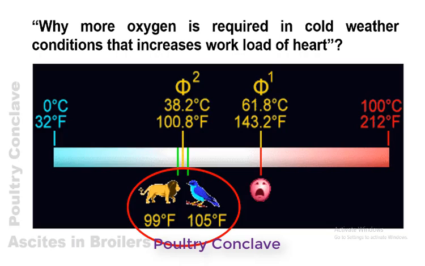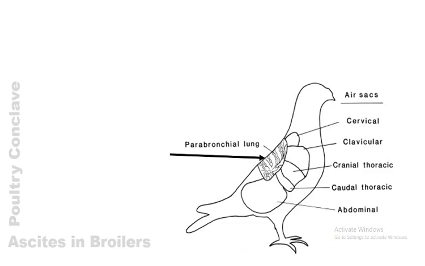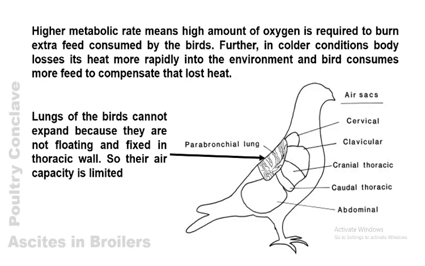Here it is essential to understand one question: why is more oxygen required in cold weather conditions, which increases the workload of the heart? Body temperature of the bird is 5 degrees more than human. That is why a higher amount of feed and metabolic rate is required to maintain the bird's body temperature. High metabolic rate means a high amount of oxygen is required to burn the extra feed consumed by the birds. Further, in colder conditions, the body loses its heat more rapidly into the environment and the bird consumes more feed to compensate that lost heat. As feed intake rises, body oxygen needs increase.